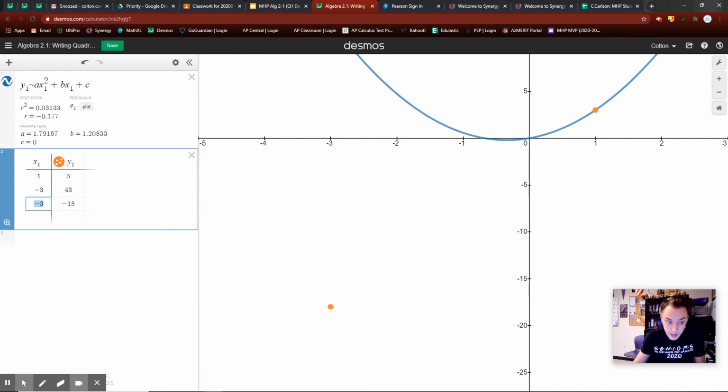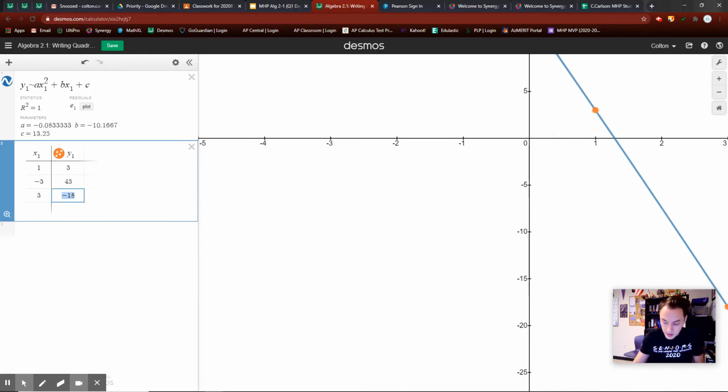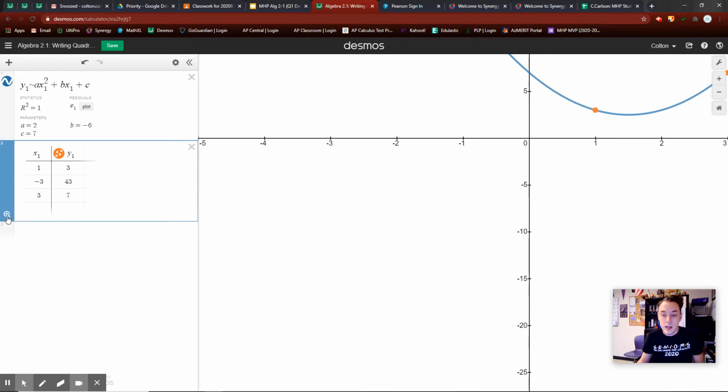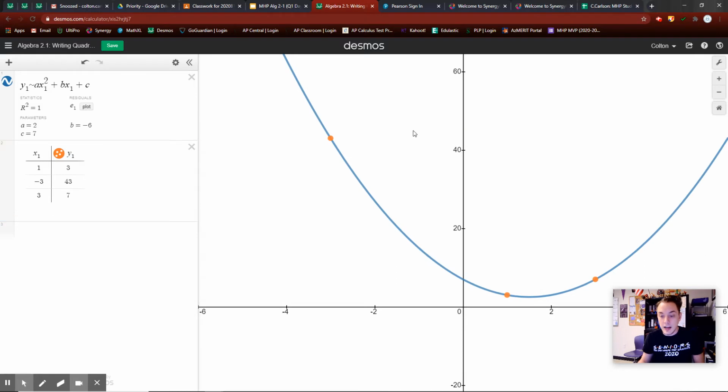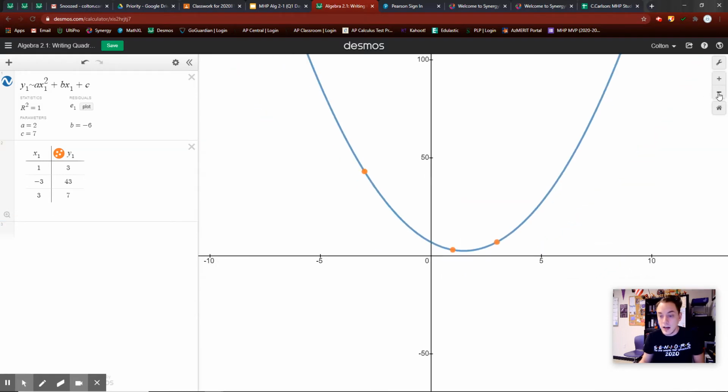Next point, I have 3. My final y value is 7. And so now what I can do is actually zoom up. I can click that zoom fit, and then it'll actually give me my quadratic right here. I can zoom out if I really want to, but this is my quadratic. Pretty cool, right? I think it's pretty cool. So this is your quadratic right here.